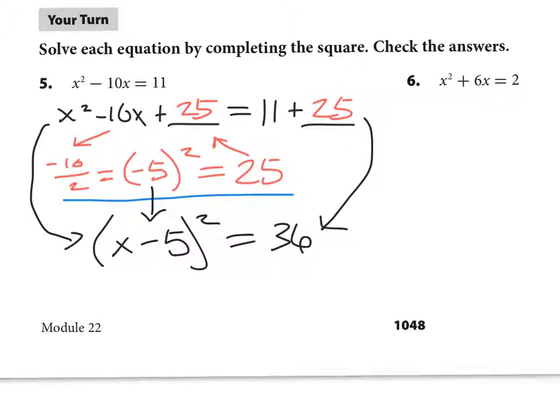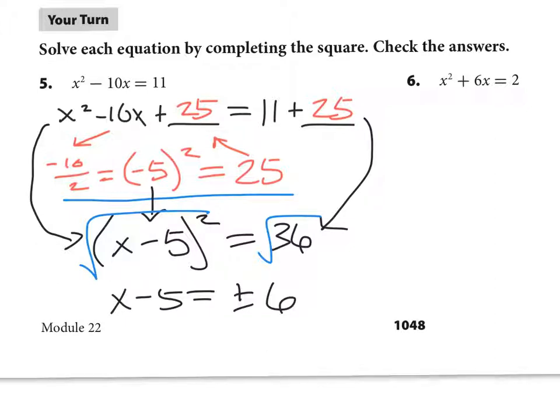Now we're back to problems like we did in the previous module. How do I get rid of the square? I take the square root of both sides. So that's going to give me x minus 5 equals, now remember, whenever you're solving and you take the square root, you always have two cases, plus or minus, so we get plus or minus 6.